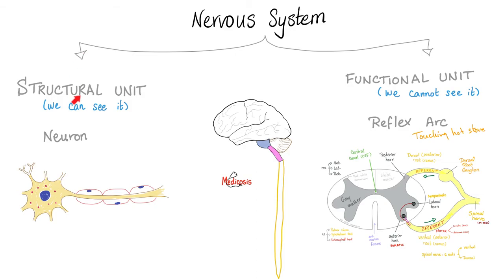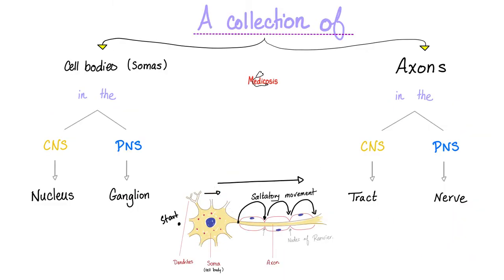What's the structural unit of the nervous system? Neuron. What's the functional unit? The reflex arc. Your eye has many reflex arcs or reflexes, the center of which is in the midbrain most of the time. Here is a soma, here is an axon. The soma or the cell body is here, the axon fiber is there. A collection of somas in the central nervous system is called a nucleus, but a collection of somas in the peripheral nervous system is a ganglion.